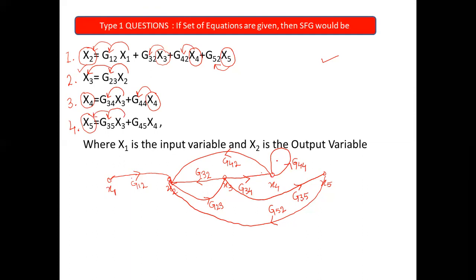Likewise there is another signal, that is x4, and it is getting multiplied by G45 and we are getting x5 again. So there is a signal from x4 and it is getting multiplied by G45, and we are getting a signal at output, that is x5. Okay, so this is the signal flow graph.